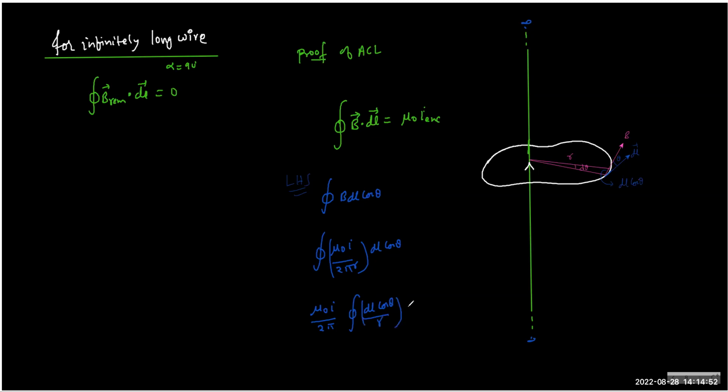And if you look carefully, this is nothing but d theta, because d theta is itself arc length over r, which is dl cos theta by r. Right? r d theta is dl cos theta. Okay, you can say d alpha, it doesn't matter. And for the entire loop, if you add all such angles, what do we get? 2 pi.